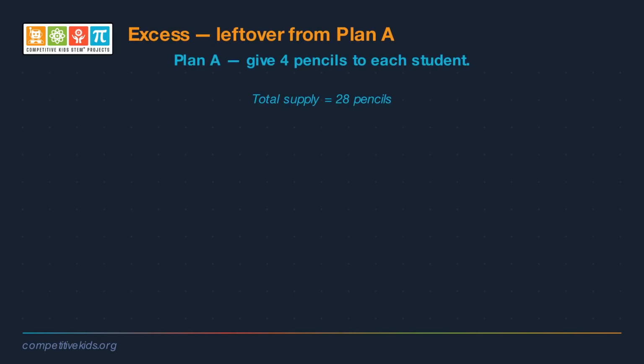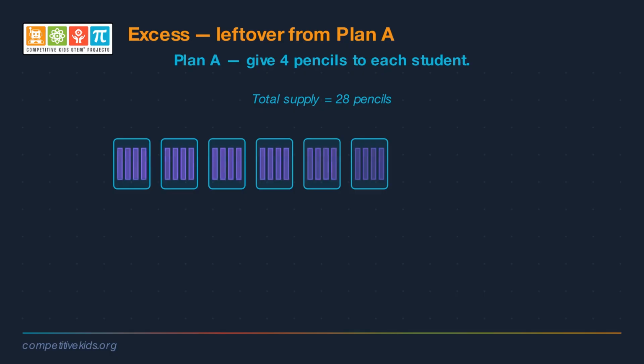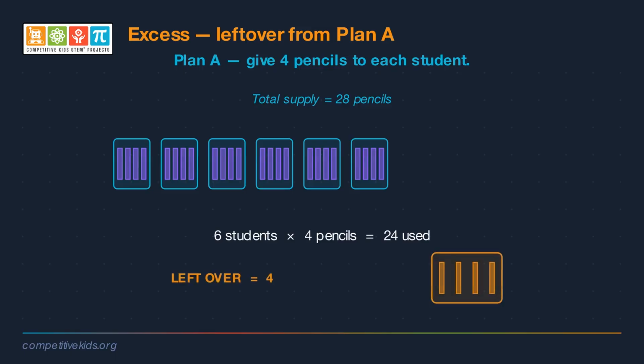The teacher tries plan A. Give 4 pencils to each student. With 6 students, each gets 4. That uses 24 pencils. The supply is 28. 4 pencils are left over. The leftover is the excess. The supply is bigger than the plan needs.